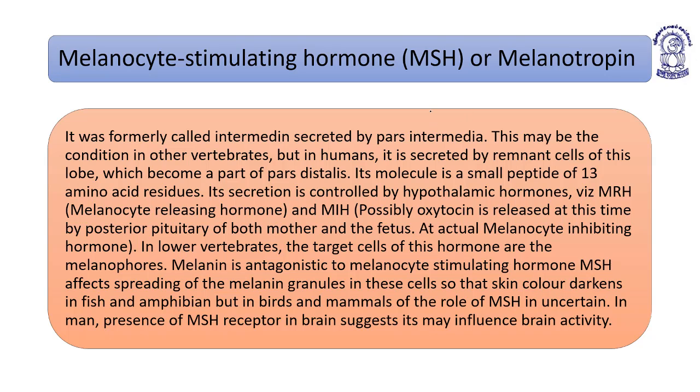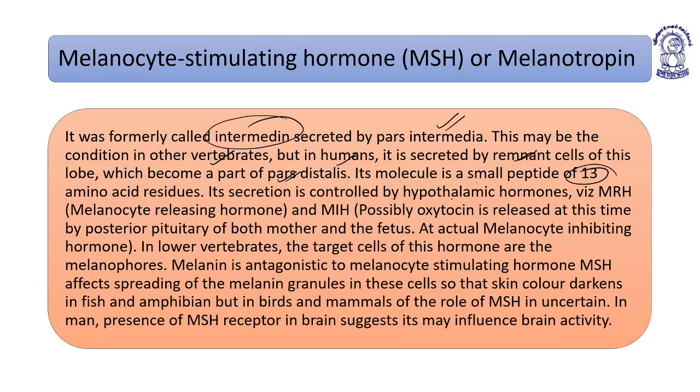Melanocyte stimulating hormone, or melanotropin, was commonly called intermedin, secreted by the pars intermedia. This may be the condition in other vertebrates, but in humans it is secreted by remnant cells of this lobe, which become a part of the pars distalis. Its molecule is a small peptide of 13 amino acid residues.